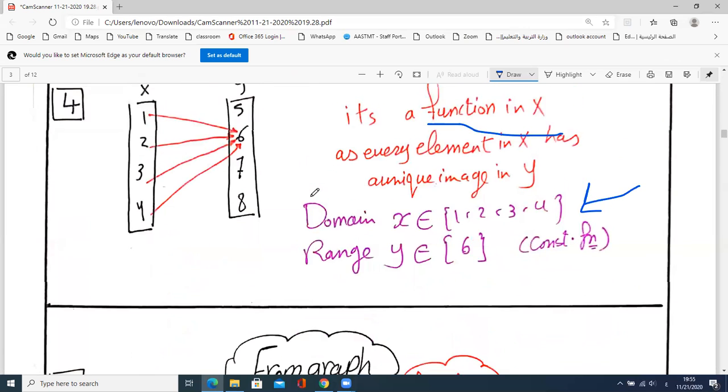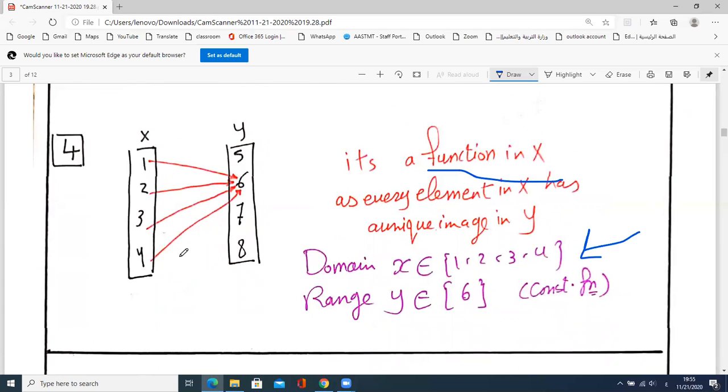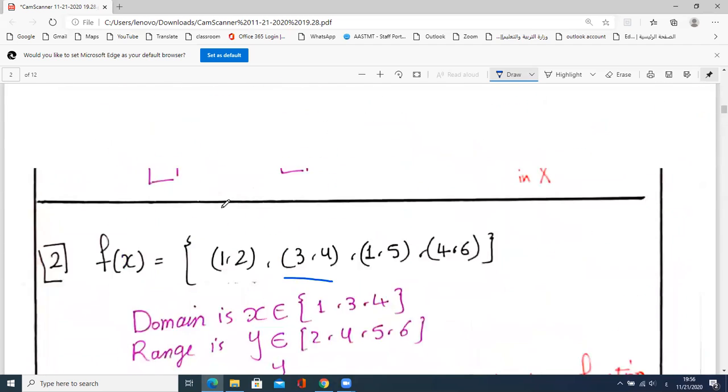Okay? So the range of this function will be only the number 6. And by the way, this function is called a constant function. Why do we call it a constant function? Because y is a constant number, and when you change the x values, the value of y is still constant as it is. Okay? This is part 1: how to check the condition of the relation, whether it is a function or not a function, from the arrow diagram or from the ordered pairs.